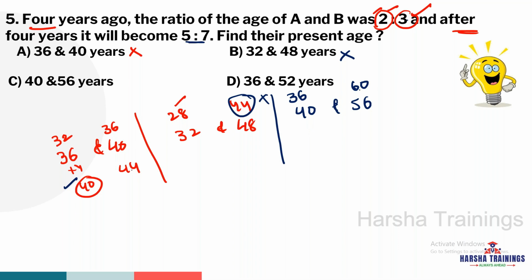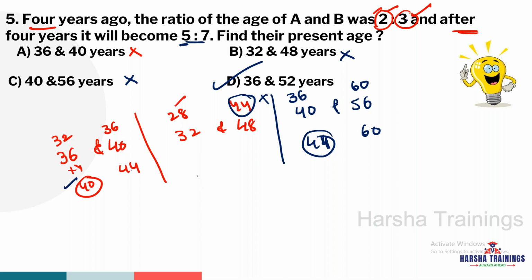Then check here, 36 and 60. 36 is a multiple of 2. Yes. 60 is a multiple of 3. Yes. After 4 years, 44, and 56 plus 4 is 60. Look at the screen. 44 is a multiple of 5? No. So option C is also a wrong option. Move on to option D. From an exam point of view, don't check option D, because there are 4 options in total. 3 options are wrong, so the 4th option is the right answer. Don't check, guys, it's a waste of time.